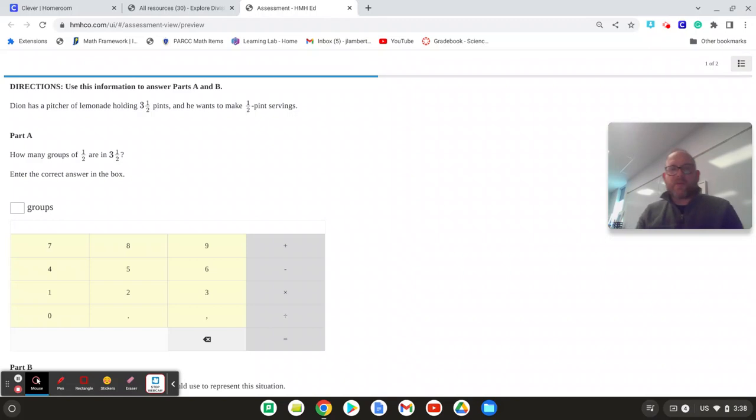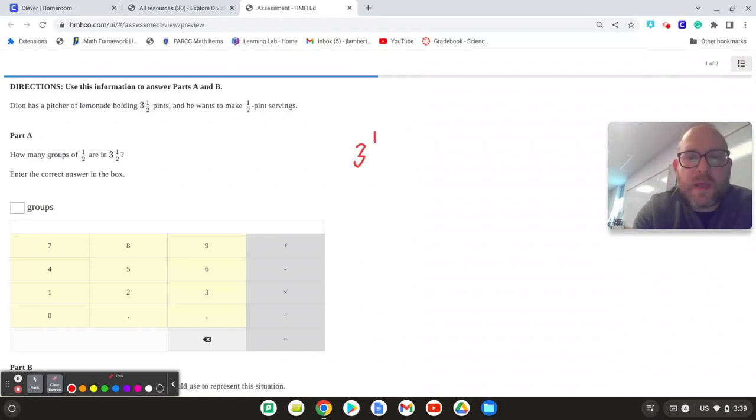How many groups of 1/2 are in 3 1/2? Well, you could do this a number of different ways. You could use a model, although that's not going to help you write out your expression part. If you did that, you could draw 3 full boxes, cut them in half, draw another half box, and then see how many times you can take a half out of that. Or you can do it this way. 3 1/2 is what we start with. That's the number of pints I start with. And then here's your expression. I'm going to take this 3 1/2 and divide it into groups that are 1/2 large. So it's going to be 3 1/2 divided by 1/2. There is your expression for part B.